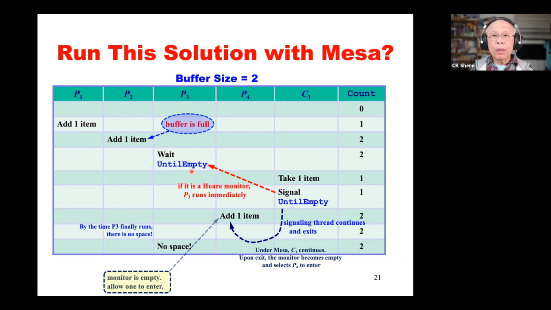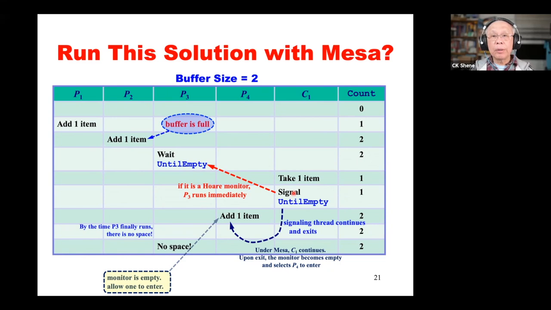Now, because P3 is waiting and no longer executing in the monitor, the monitor is empty. As a result, the monitoring mechanism could allow a process to get in. What if at this moment a consumer wants to take one item out and the monitor allows consumer one to enter? So consumer one takes an item, reducing the counter to one. After taking this item, the buffer is no longer full. As a result, consumer one signals until empty. Hopefully, P3 can go. Now, this is compiled under the Mesa monitor.